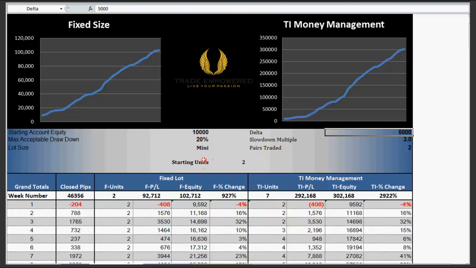Once you've got that information in place, you can play around with your delta, your slowdown multiple, and the number of pairs traded in order to find the equity curve that you're comfortable with, the amount of return and the amount of drawdown that you're comfortable with. You're going to be able to see, okay, what does it do to my account if I get a little bit more aggressive on my money management? Am I willing to accept that?